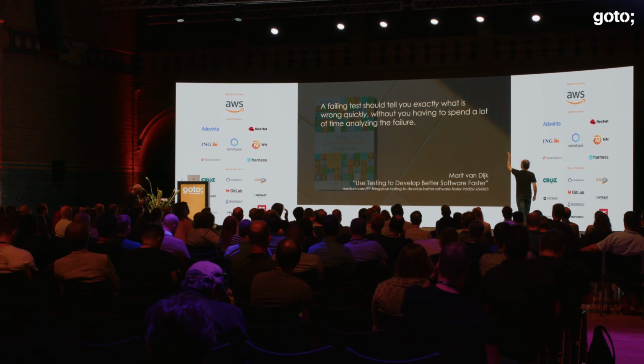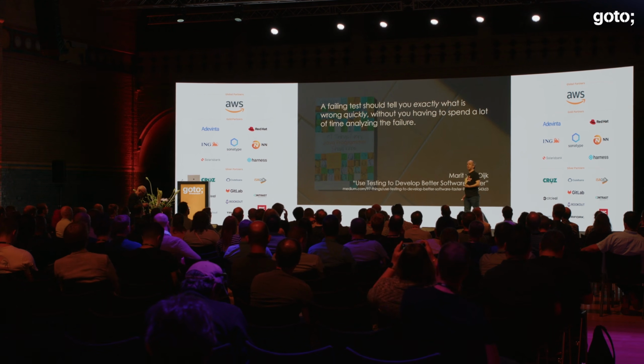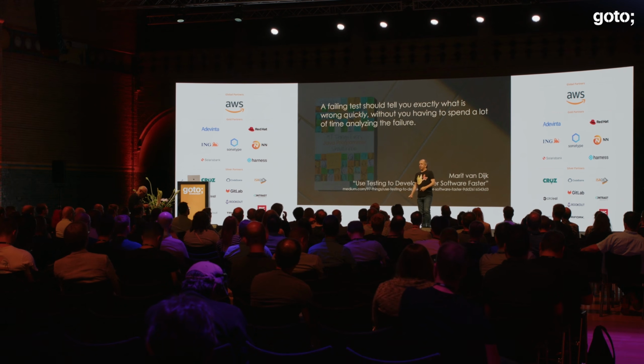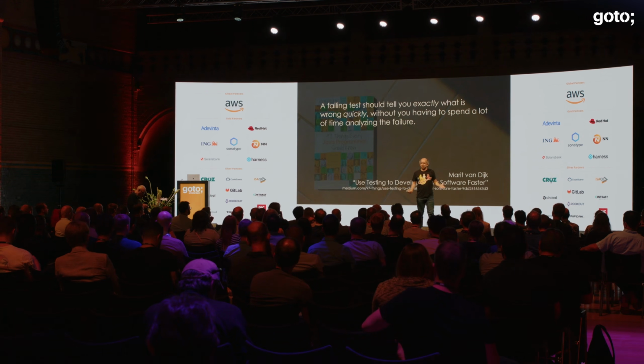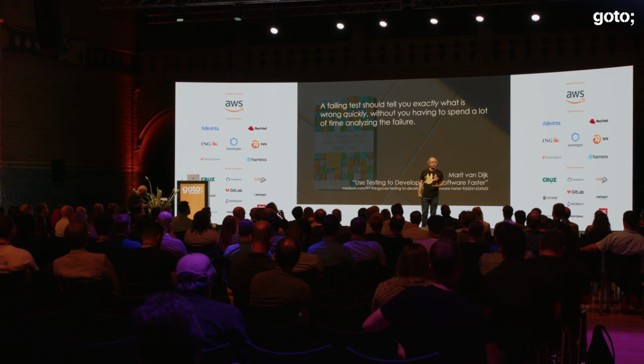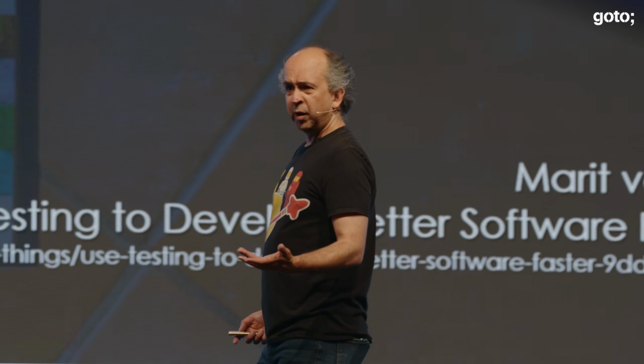A failing test should tell you exactly what is wrong quickly without you having to spend a lot of time analyzing the failure. I'm sure we've all encountered, test 5 failed. What does that mean? And whatever happened to test 4 and 3? And, what is it with this test? What does it mean? There have been a number of cases where we're kind of left with a sense of mystery. Well, murder mystery in this case. Okay, something's dead, but we don't know who, what, and why.